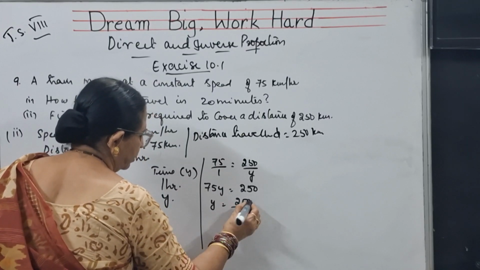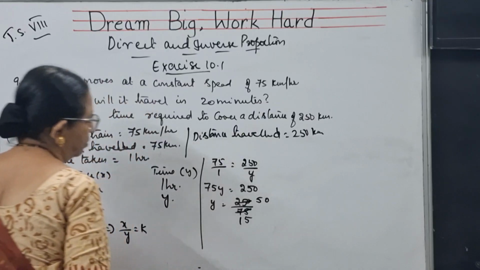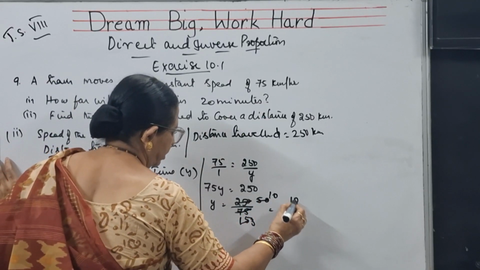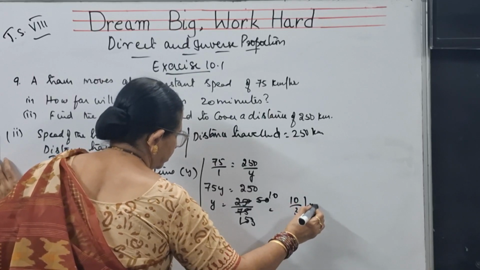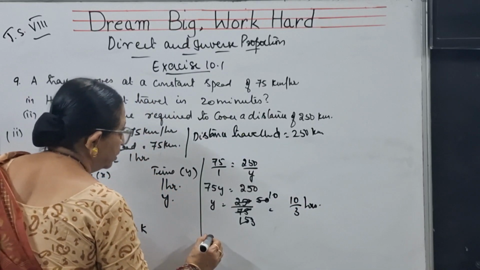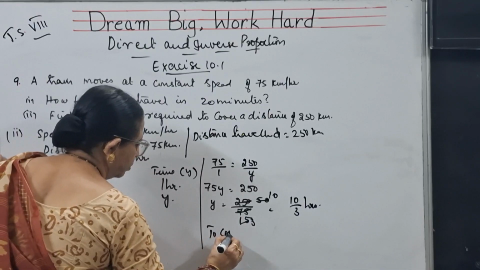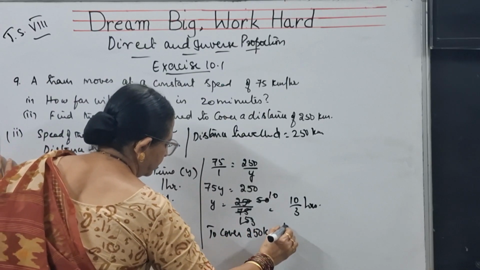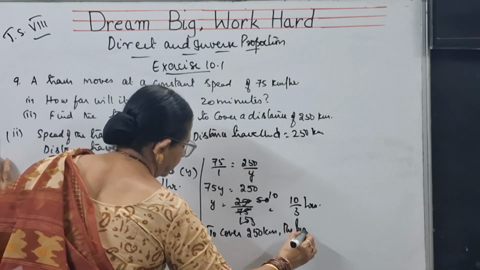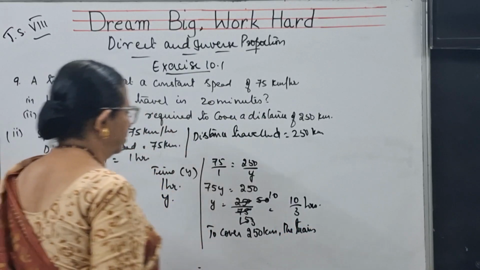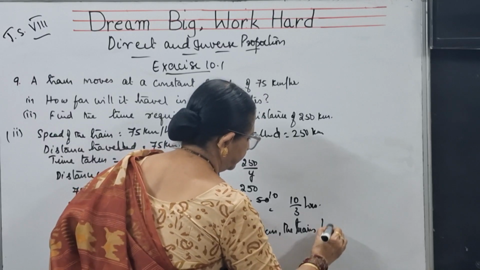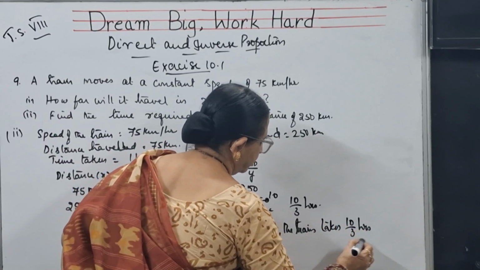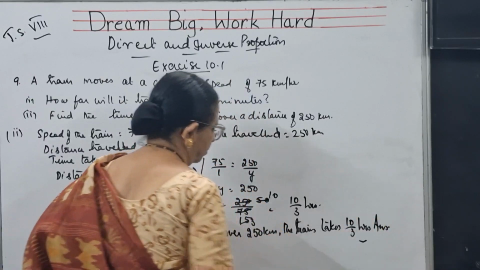5 ones are 5, 5 fives are 25, 25 minus 25 is 0. And this is 5 tens are 50, 5 threes are 15. That is 10 by 3 hours. So to cover 250 kilometers, the train takes 10 by 3 hours. This is the answer, children.